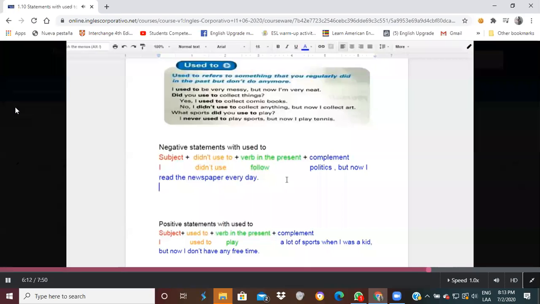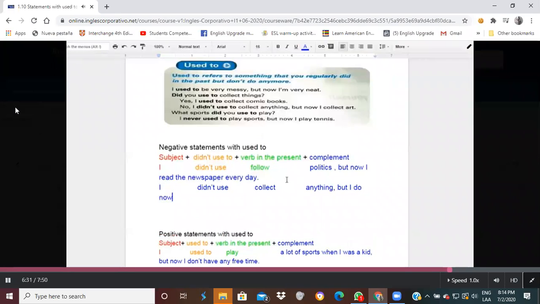Let me go ahead and give another example here. I'm going to say, I didn't used to collect anything, but I do now. There we go.